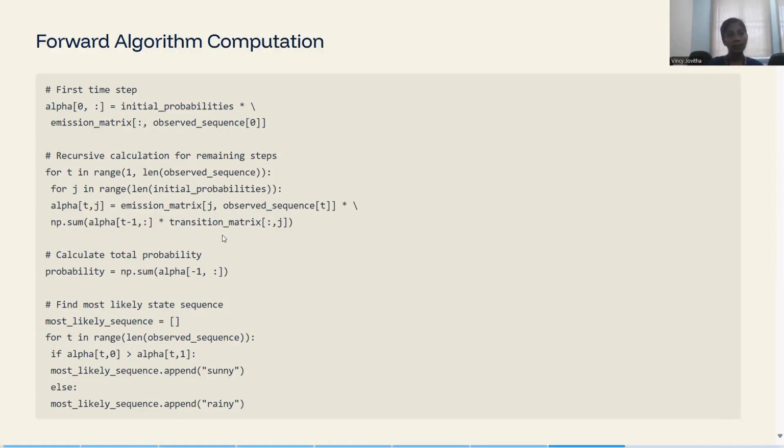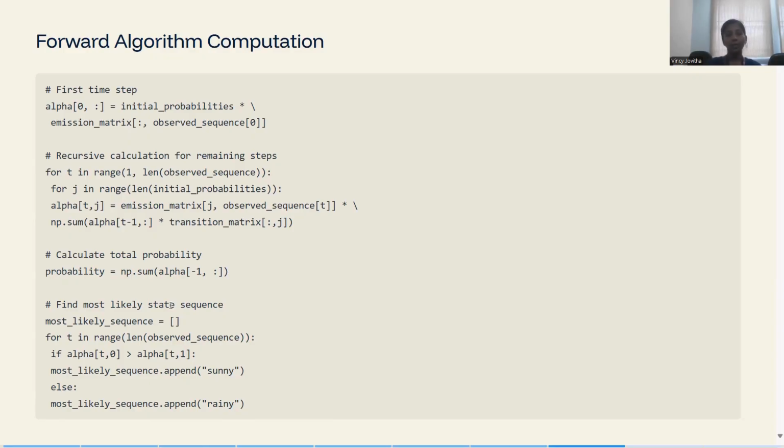After all this calculation, we'll be able to calculate the total probability, which is nothing but the np.sum of alpha minus 1, which sums up the elements in the alpha. And then we are about to find the most likely state sequence.